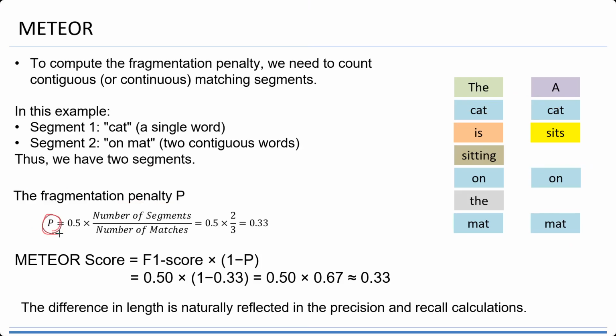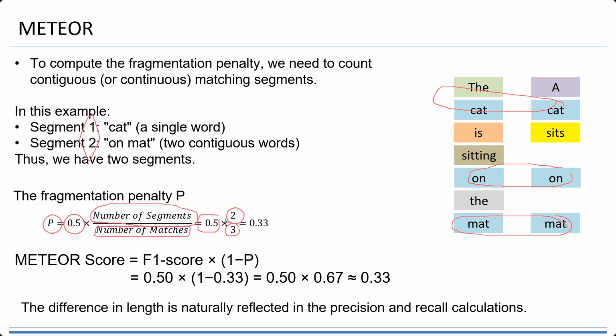P is the penalty. It is the number of segments. In this case, there are 2 segments, and it is divided by the number of matches. So we have 1, 2, 3. So there are 3 matched and only two segments are available. And then we calculate with half or 0.5.